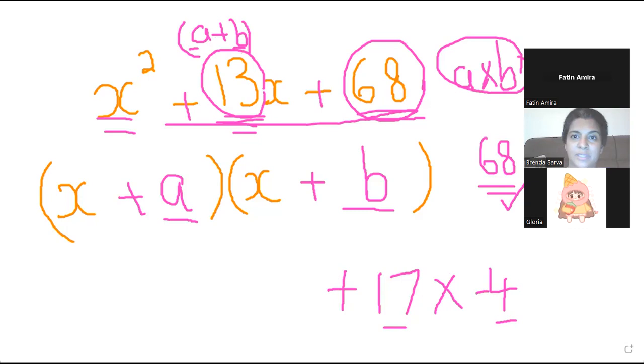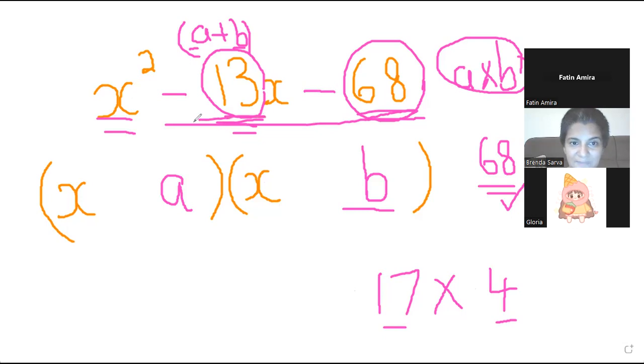Earlier, if you look at the original question, it was a subtraction question. So it was x squared minus 13x minus 68. So you have got two numbers here, which are 17 and 4. So where would the positive be? And where would the negative be?